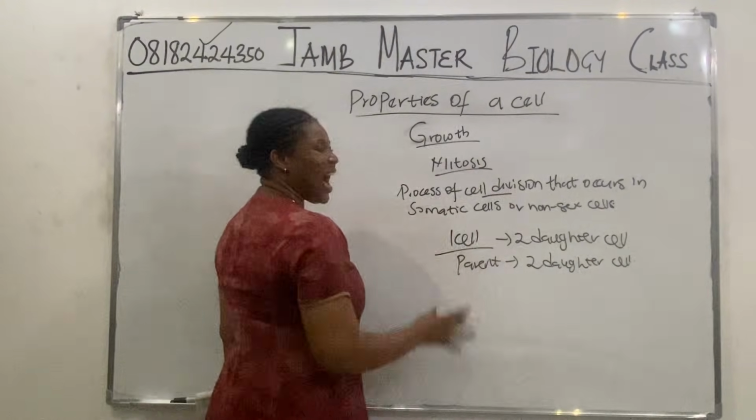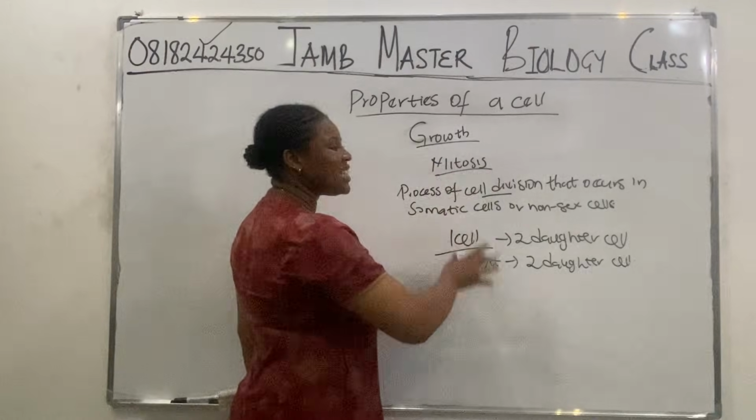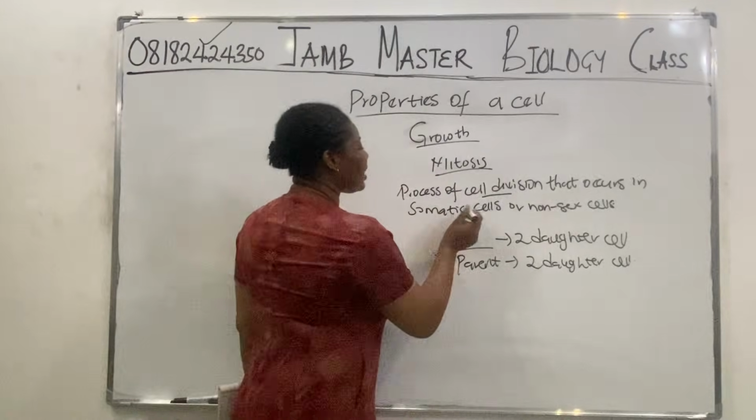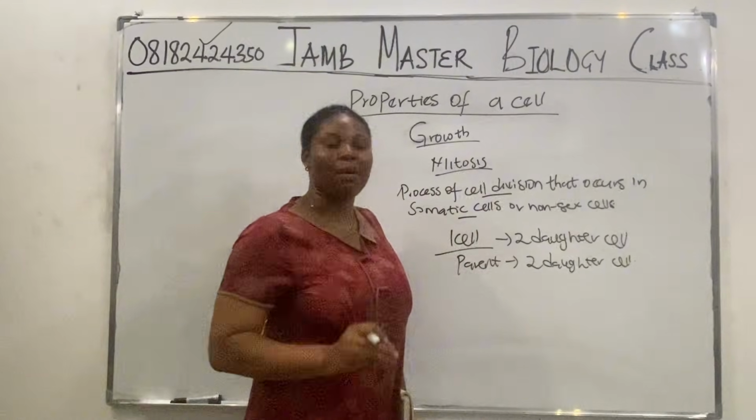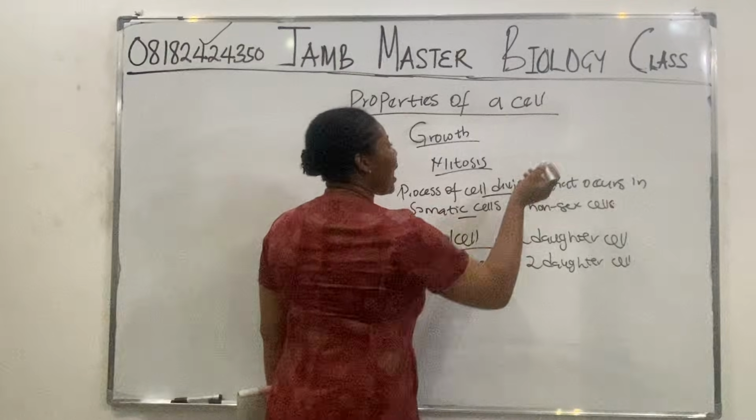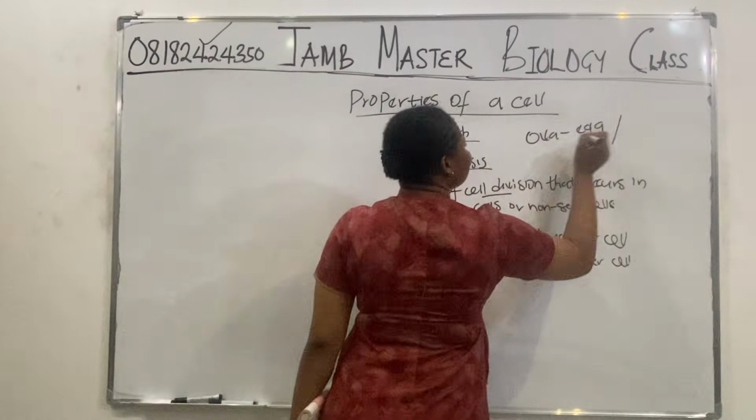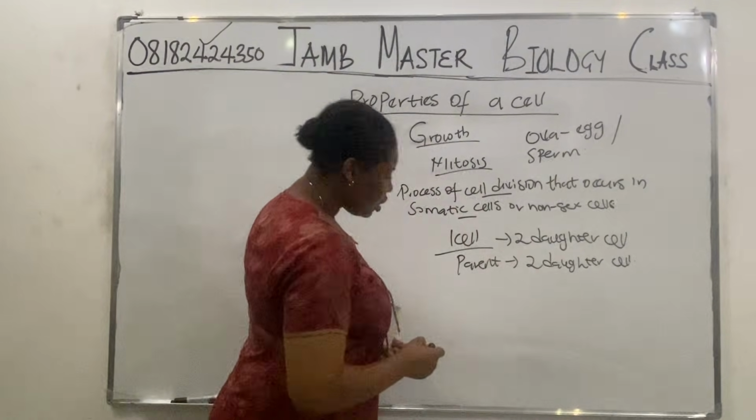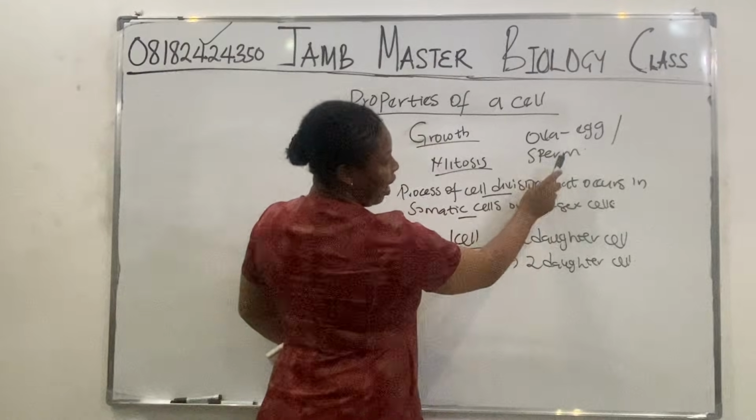So cell division is active cell multiplication. Mitosis is a process by which the cell is actively dividing in somatic cells. Now, somatic cells are non-sex cells. Any cell that does not produce the gametes, and the gametes are what? We have the ova, which is the female egg, and the sperm. So sex cells, we have the ova and the sperm.